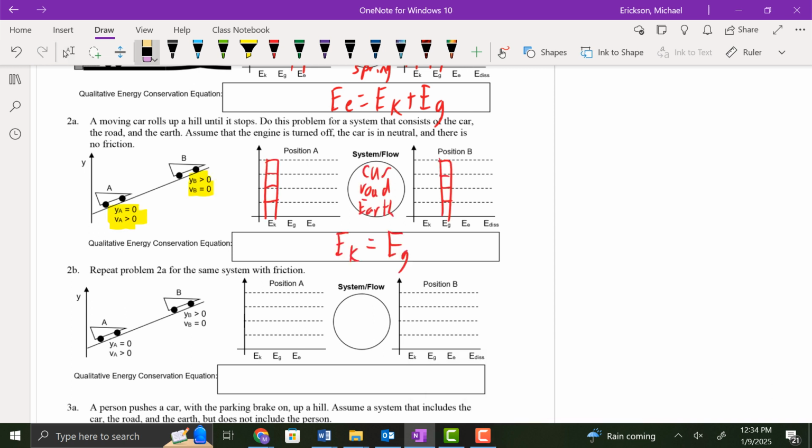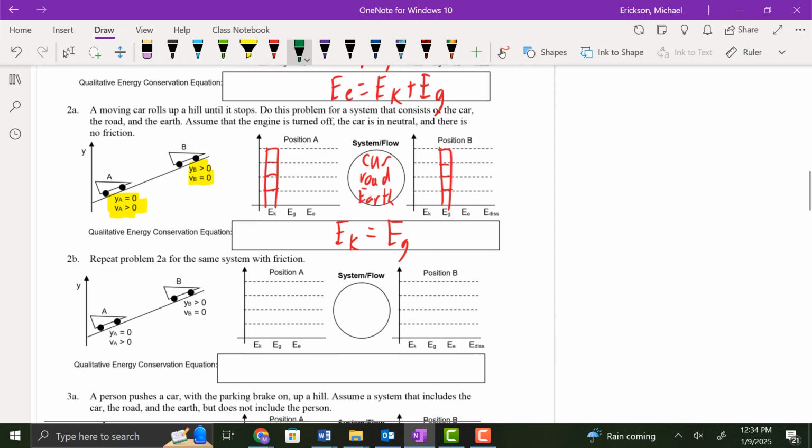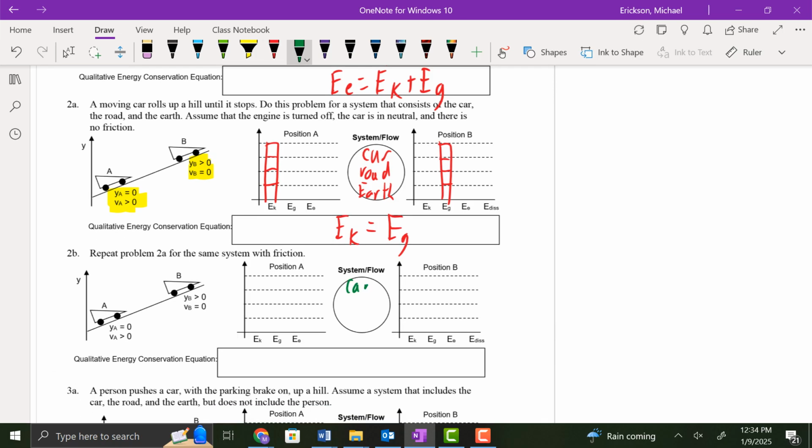All right, 2A, most people get this. As long as you're looking at what's going on here, your height is 0, your EG has to be 0. If your velocity is 0, your EK has to be 0. So it's really just EK of position A is equal to EG of position B. I think most people get that. Let's look at 2B though. So 2B, same thing, but this time we have friction. Our system is still car, road, earth. All right, so let's just say it's the same scenario as last time, right? We have EK, we have EG, but we also have EDIS.